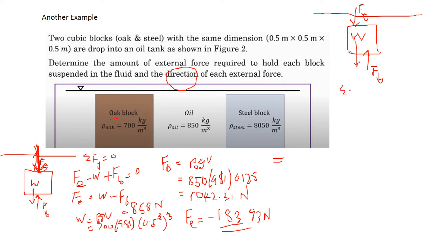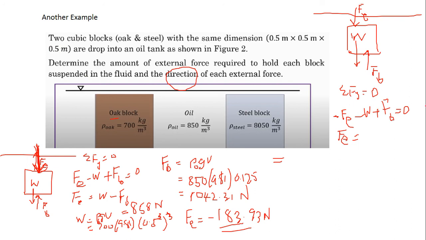Summation of Fy equals 0. Next. Negative FE. You take downward as positive, so minus W upward. Minus W, plus FB, equal to 0. Next, rearrange this. Rearrange FE equals negative FB plus W.